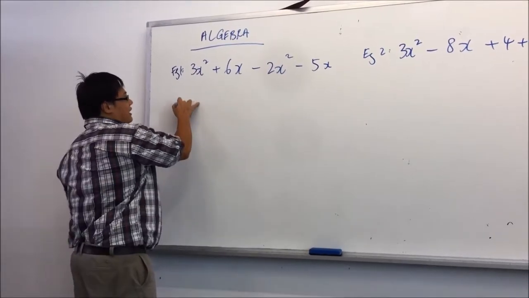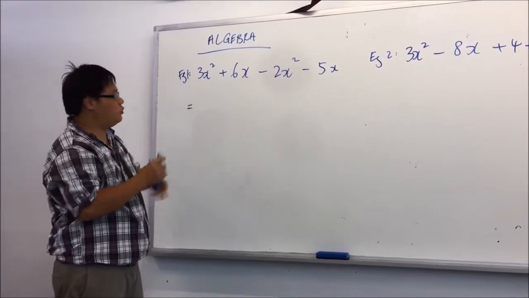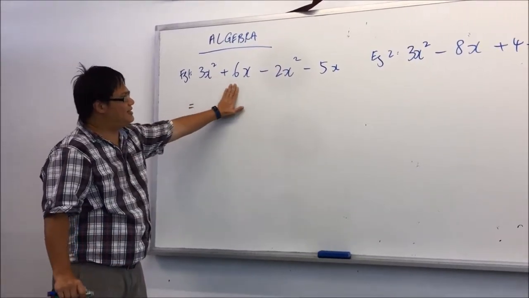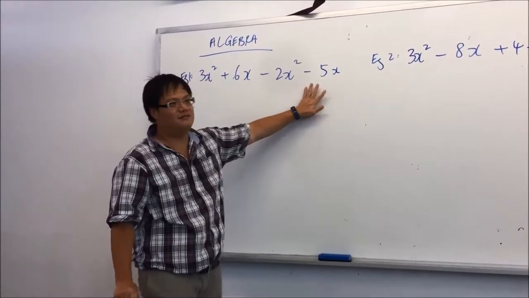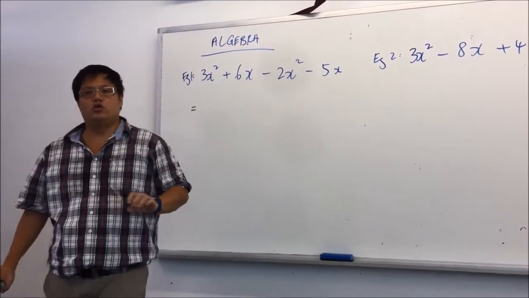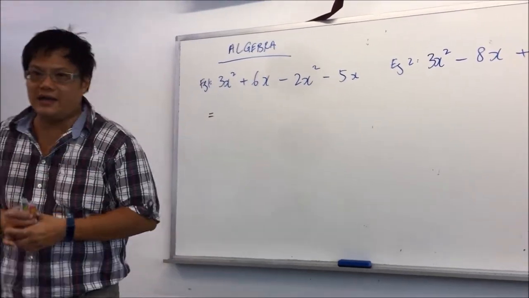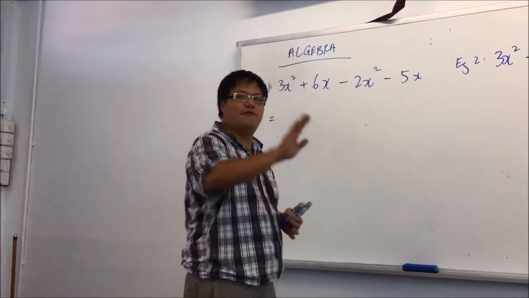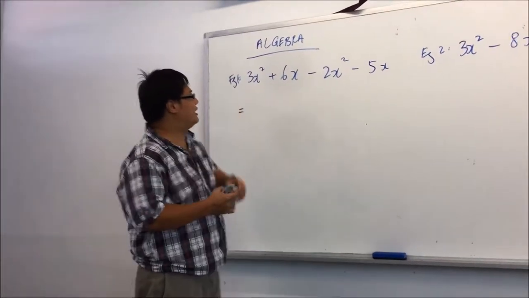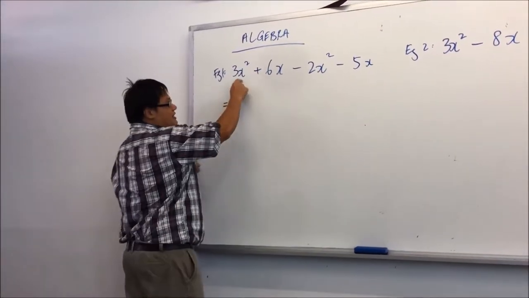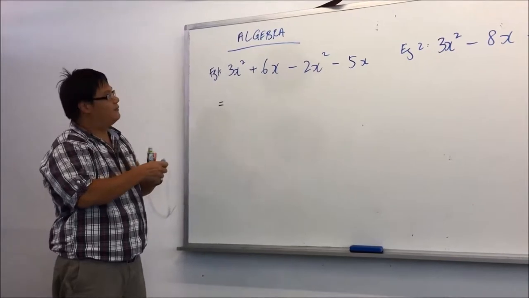It says, can you simplify this? Watch. 3x squared plus 6x minus 2x squared minus 5x. The first thing we do, to do this kind of addition and subtraction, is we have to group the like terms together. How do you group the like terms together? Before you answer, Lisa, tell me, which are the like terms? Can you find a term that is alike to 3x squared?